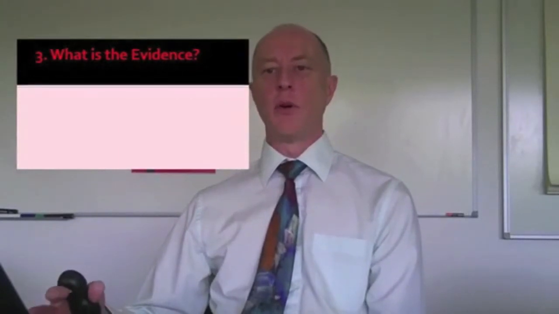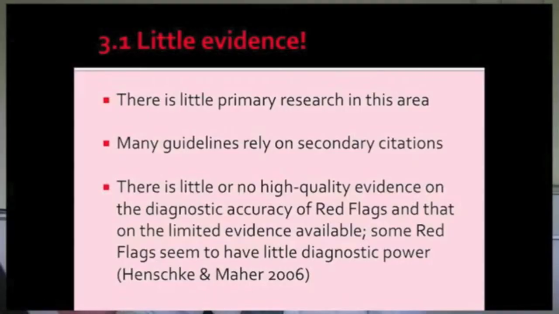So what is the evidence to support the use of red flags in clinical practice? There's actually very little evidence. Very little primary research has been undertaken in this area. If you look at a lot of the very important guidelines, so things like CSAG, AHPCR, European guidelines, Royal College of GP guidelines, a lot of these actually rely fairly heavily on secondary citations, and they are not presenting large bodies of evidence which support the use of red flags, which I think is quite interesting when you consider the relative importance and the relative weight put on these guidelines, and yet the evidence that they're using is, in many cases, absent or minimal.